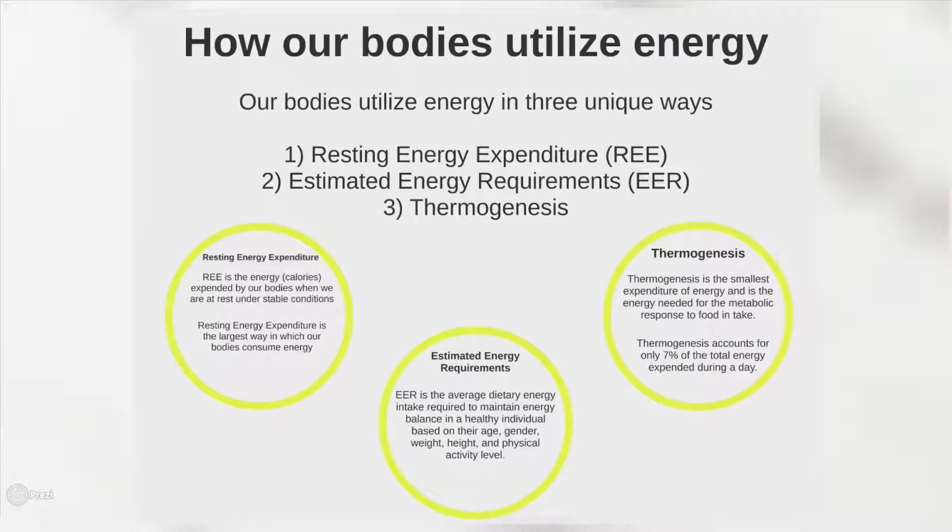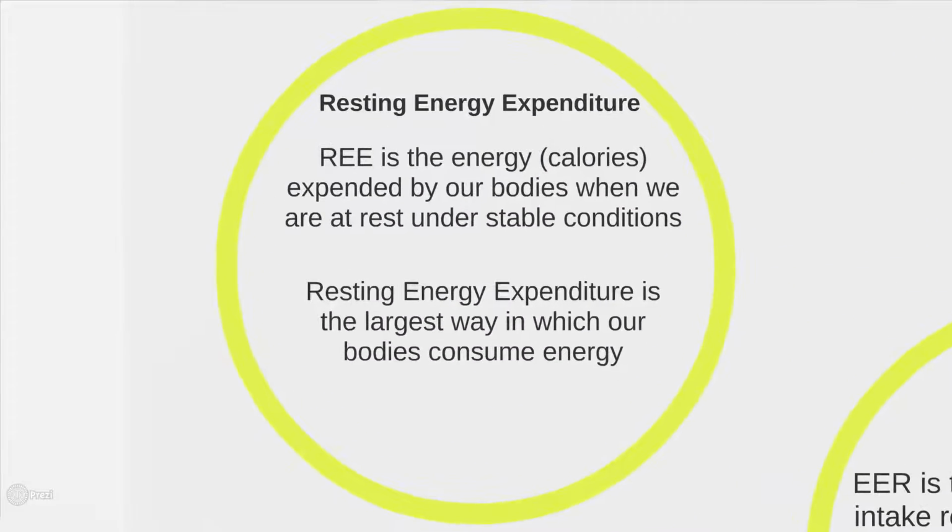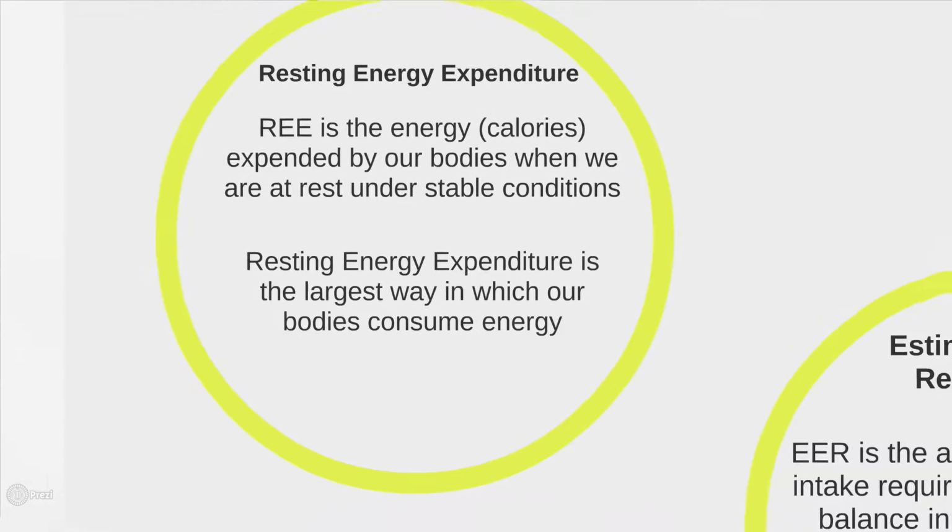Our bodies utilize energy in 3 unique ways: resting energy expenditure, or REE, estimated energy requirements, EER, and thermogenesis. Resting energy expenditure is the energy, or calories, expended by our bodies when we are at rest under stable conditions. Resting energy expenditure, or REE, is the largest way in which our bodies consume energy.